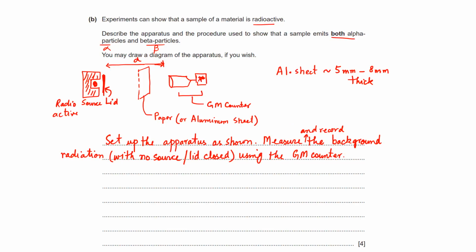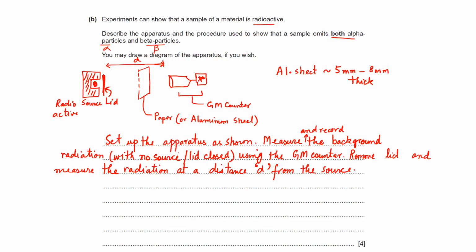Second step will be remove lid and measure the radiation at a distance d from the source. Again, measure and record. So it is better to just write measure and record.